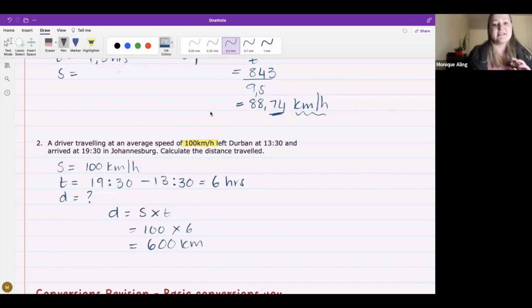Well done, guys. Okay, so how are we feeling about speed, distance, time? Still feeling good? Everyone happy? Do you understand it? Thumbs up, smiley face. How would you feel if you got one of these in your exam at the end of the year?